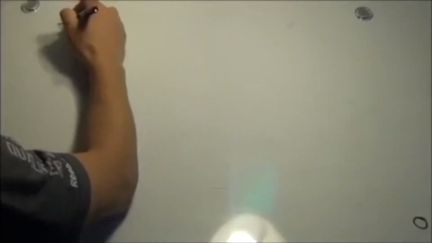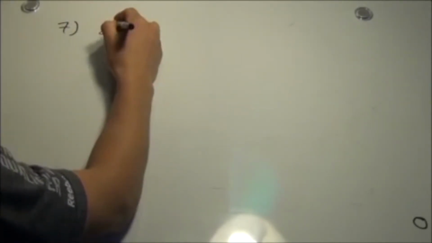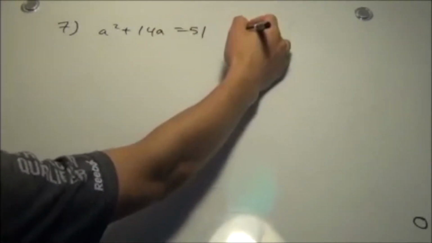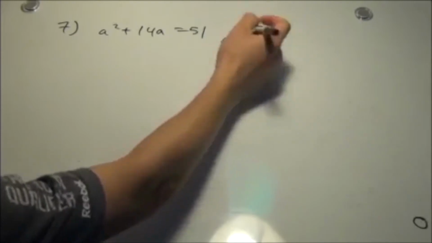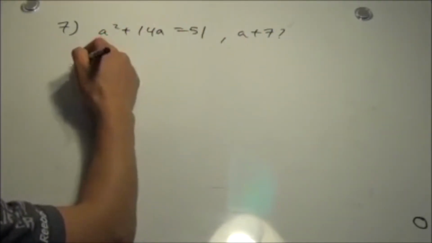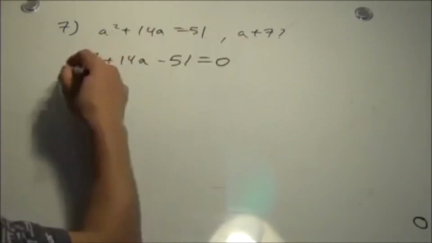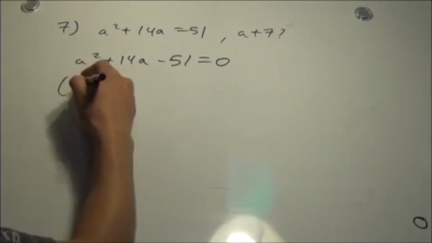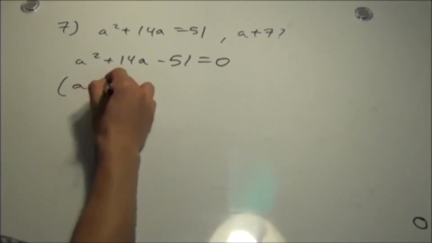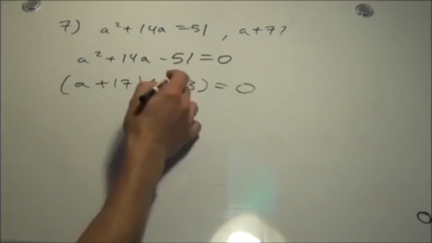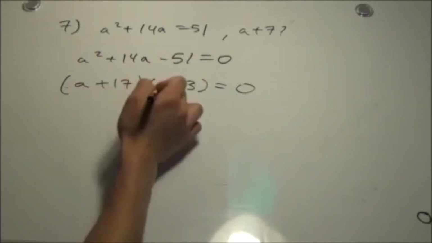Okay, number 7. Oops, I don't know why I wrote 72. It should be 7. So we know that a squared plus 14a is equal to 51, and we want to know what a plus 7 is. Here, this is setting up a quadratic. Let's subtract 51 on both sides. Now we can factor this. Let's see, a plus 17, a minus 3. And you can check for yourself that that will yield this if you FOIL it out.